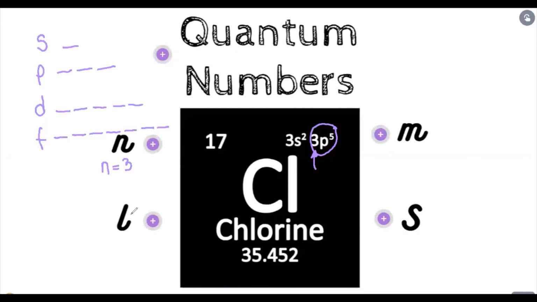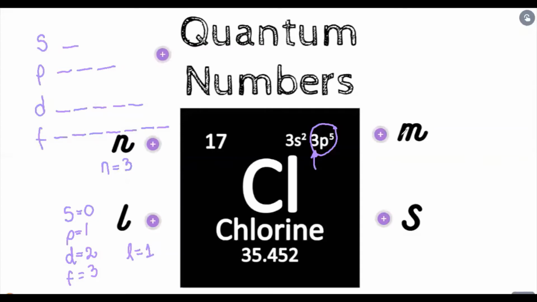Now, in the case of L, which stands for angular momentum, it describes the type of orbital. So I mathematically assign a number based on the type of orbital that I have. If I have S, L will be 0. If I have P, L would be equal to 1. If I have D, L is 2. And if I have F, it would be equal to 3. In this case, since I know from my electron configuration that my last electron is found in P, L would be equal to 1.